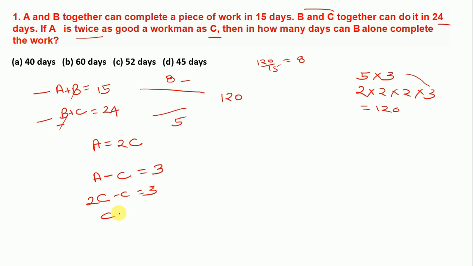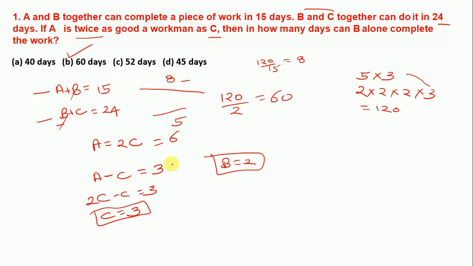C is equal to 3. So efficiency of C is equal to 3. Efficiency of A is equal to 6. And efficiency of B will be what? A plus B is equal to 8, and 8 minus 6 is equal to 2. And total units of work is equal to 120. So divide it by 2, it will be equal to 60. So 60 days will be taken by B to complete the whole work.